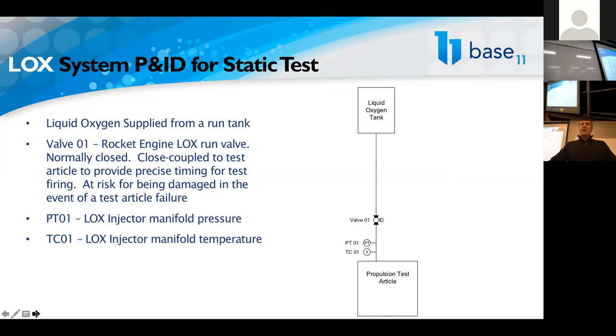In this case, what I called valve 1 is our LOX run valve. In order to fail safe, we probably want this valve to be normally closed. We want to intentionally have to open it. Most of the time, we want our propellant valves to be as close coupled to the engine as possible. When we open the valve, we want flow going into the engine in a precisely consistent time, and close coupling allows us to do that. But by close coupling the valve to the test article, we recognize that this valve is at risk of being damaged if the test article fails.